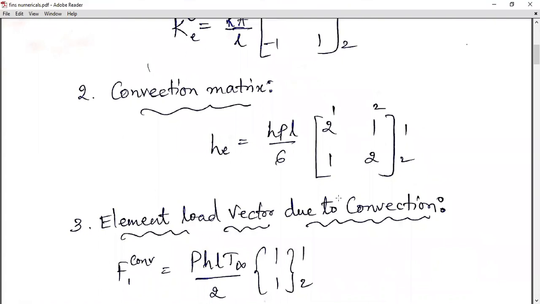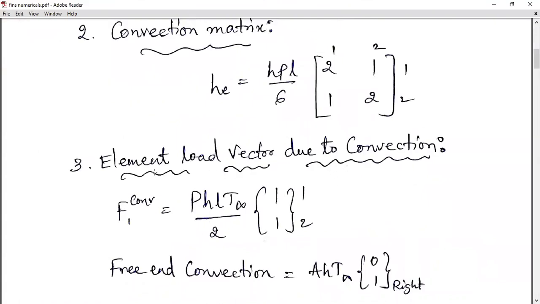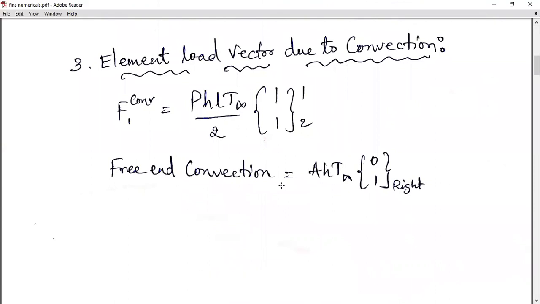Next comes the load vector due to convection, which again has to be remembered: P h L T infinity by 2 times [1; 1]. The 1 and 2 are node numbers for a single element. P is the perimeter, h is the film coefficient or heat transfer coefficient, L is the length, and T infinity is the outside temperature, divided by 2. For free end convection, it is A h T infinity times [0; 1]. Of course, you are familiar with this kind of matrix from your previous solid wall problems, furnace wall, and composite wall problems in heat conduction.